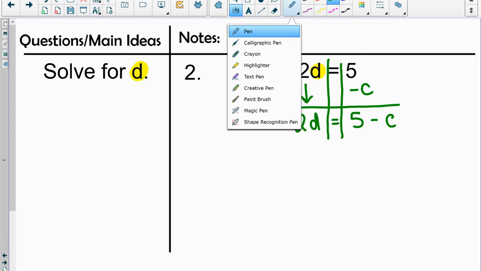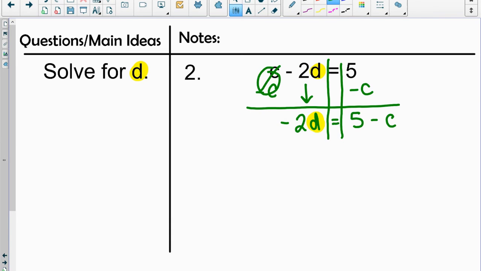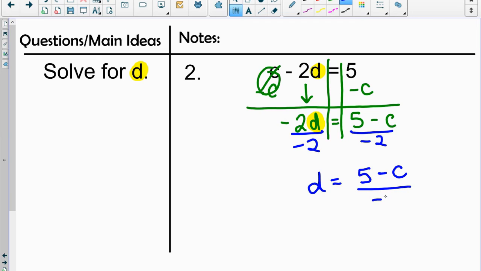So we're getting closer. Remember, our goal here is to get the letter d by itself. So think about, how do you get rid of the negative 2 in this case? Well, it's currently negative 2 multiplied by d. So if we want to undo the multiplication, we would use division. Divide both sides by negative 2 gives us d equals 5 minus c all over negative 2. Now there is a way of simplifying that, but for today, I'm okay with that. The key today is to get the indicated variable by itself.